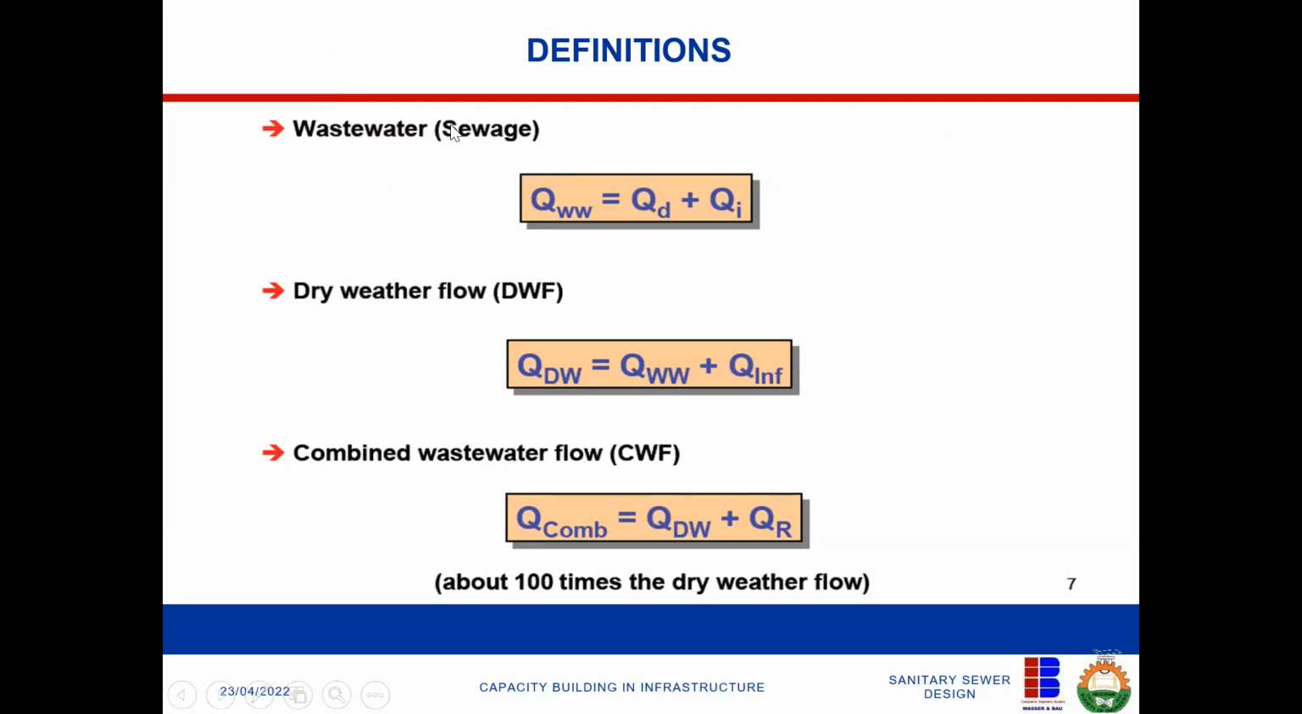Wastewater sewage flow is your dry weather flow, or the daily water requirement plus infiltration flow. Please, this infiltration flow is just additional water that might come. So basically, your wastewater flow is your daily water requirement. That is what this formula is talking about. So dry weather flow will now be the wastewater flow plus infiltration water, just to scale it up. And combined is now this one.